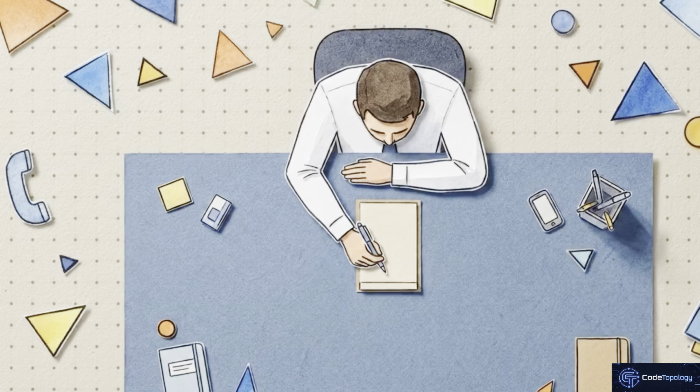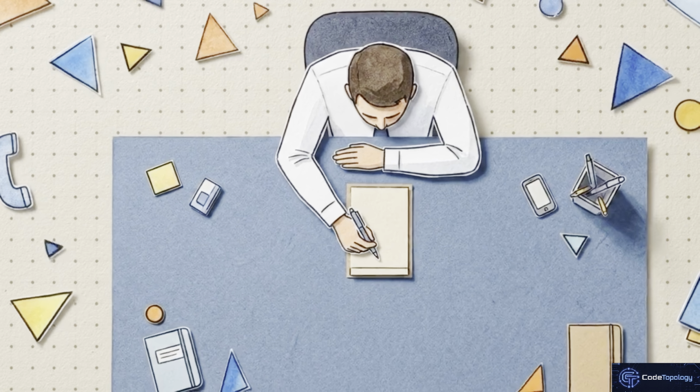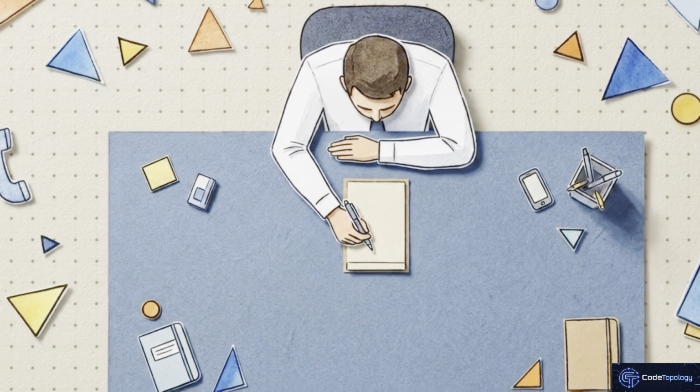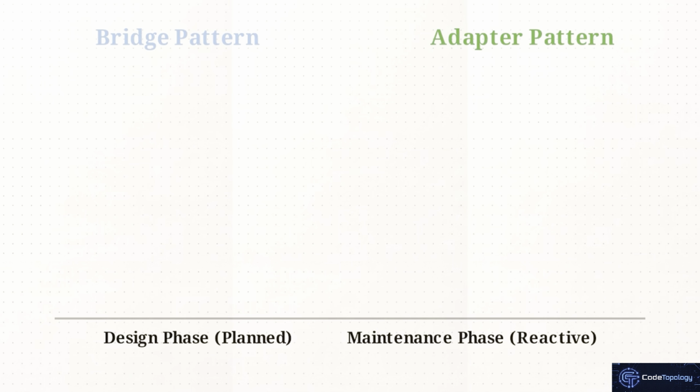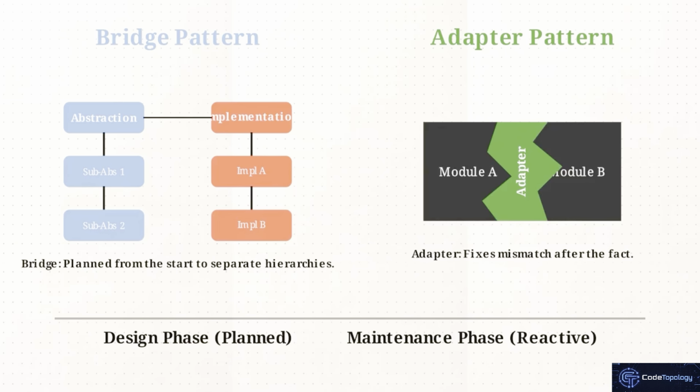If you find yourself discussing this in a system design interview, there is a common pitfall you need to navigate. It is very easy to confuse bridge with the structurally similar adapter pattern. This visual timeline lays out the distinction clearly. Adapter is a reactionary pattern. It fixes a mismatch after the code is already written. Bridge is structural. It is planned from the very beginning to keep two hierarchies separate.